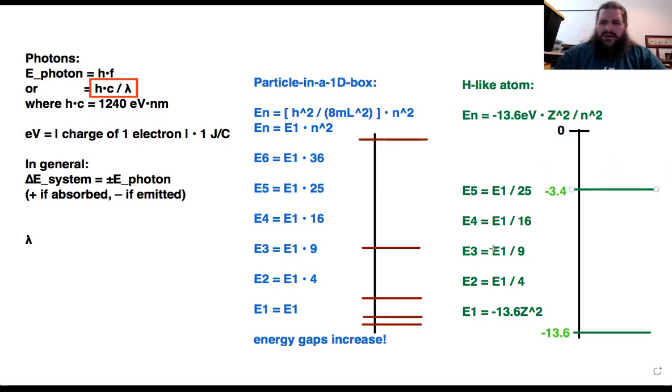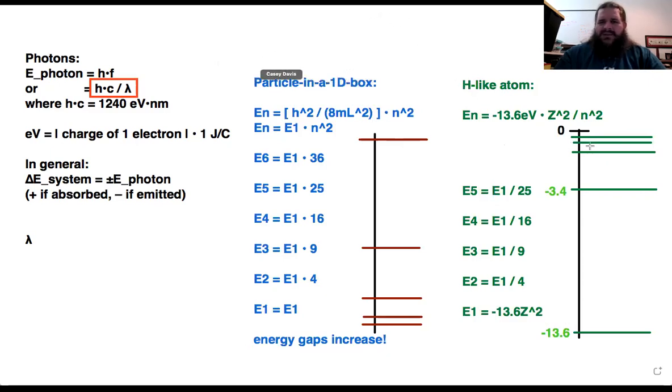And then the next one, E3, is going to be 1/9 of the original. So 1/9 of negative 13.6, that's 8/9 of the way up towards 0. And then the next one, E4, is 1/16 of the original. And the next one, 1/25 of the original. So these are getting closer and closer to 0. And what's happening to the gaps? Yeah, these energy gaps are getting smaller and smaller.